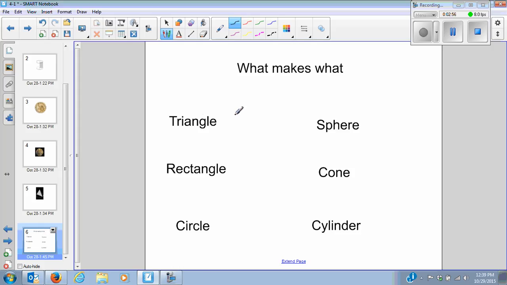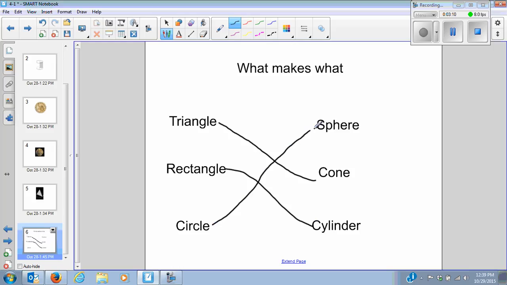But what does a triangle make? A triangle, when you spin it, makes that cone. When you have a rectangle and you spin it, you make the cylinder. And when you take a circle and you spin it, you get the sphere. So all these are two-dimensional objects. And when you spin them, now you're getting them in space.